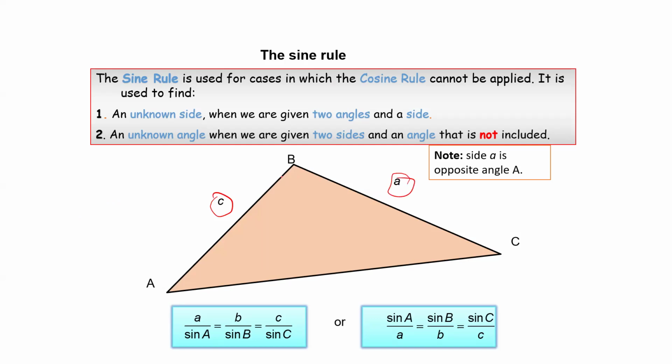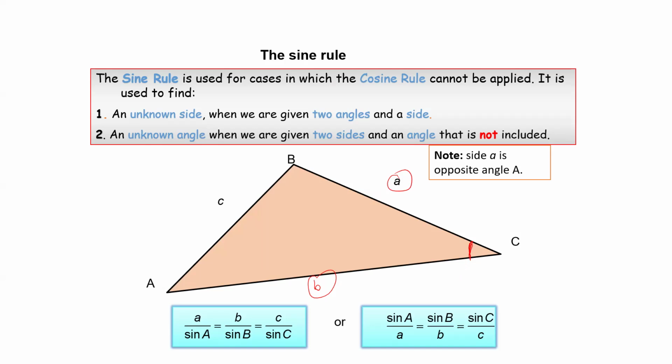This is the angle included. When I say included angle, I mean the one that the two sides enclose. Let me show you another. If we have side A and side B, that means angle C is an included angle if it is given. But for us to use the sine rule, it's when two sides and an angle that is not included are given.